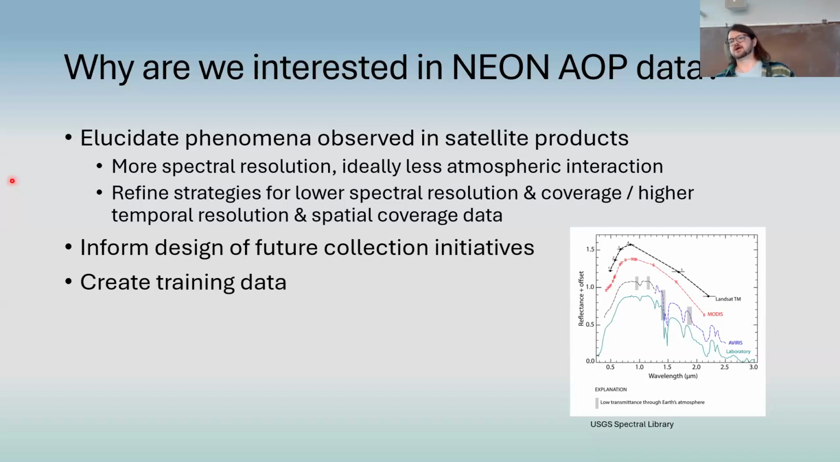So briefly, why are we interested in the NEON AOP data? This is an opportunity to really look at how things interact in these spectral bands that we don't have much access to otherwise. And so in spite of the once a year collection, we can get a better idea, scaling up, and inform our approaches for other instruments like satellites. One of the other things that we can do is create training data, and we can put that into a model to train satellite imagery data. That's another approach that we use sometimes.